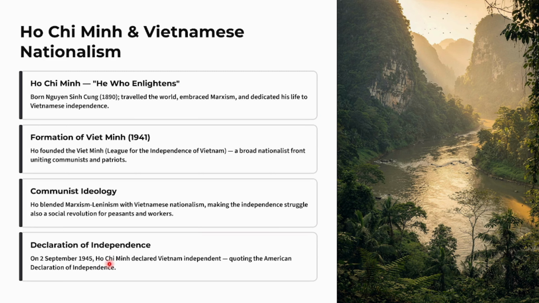So Declaration of Independence, on 2nd September 1945, Ho Chi Minh declared Vietnam's independence. So you have to remember the Declaration of Independence was done by Ho Chi Minh on 2nd September 1945. Ho Chi Minh declared Vietnam independent, quoting the American Declaration of Independence.